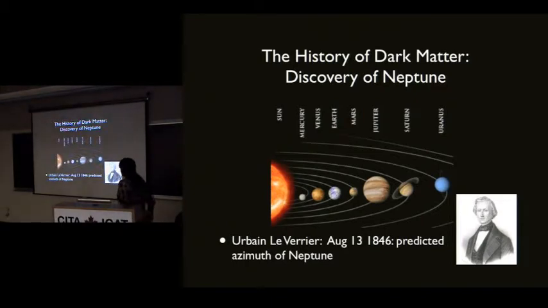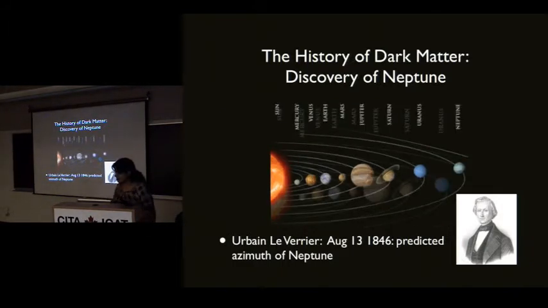I want to start with the history of dark matter. This very inspiring example of the discovery of Neptune in the 1840s by Leverrier, this handsome guy here. So in the 1840s, Leverrier analyzed disturbances in the orbits of the then-known planet Uranus, and he said there had to be another planet that was producing those disturbances. And he was able to calculate the azimuth of that planet, now known as Neptune, to within a degree.